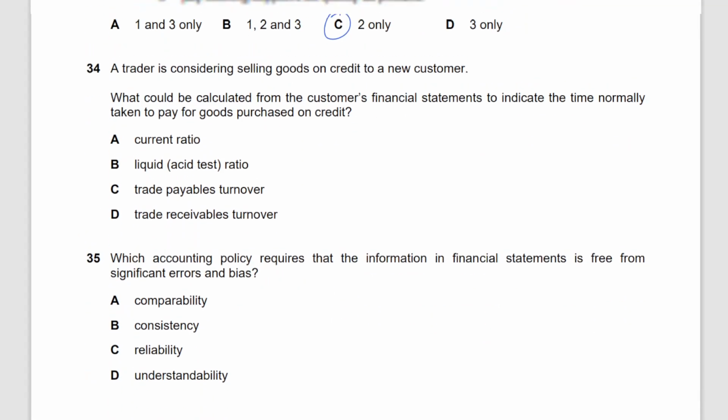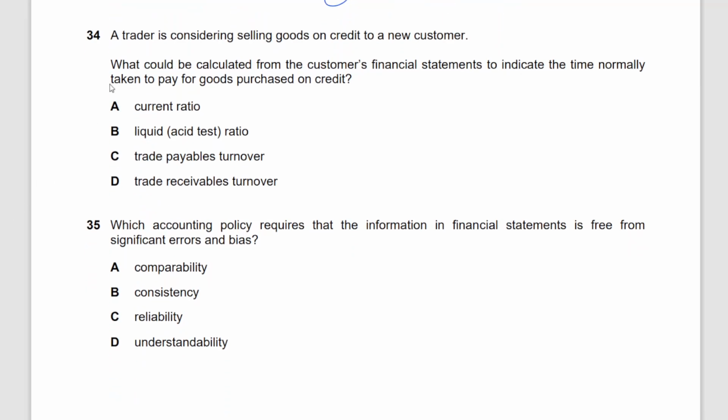Let's keep moving. Number 34. A trader is considering selling goods on credit to a new customer. What could be calculated from customers' financial statements to indicate the time normally taken to pay for goods purchased on credit? Awesome. It's very easy. Trade payables turnover. How long that person takes to pay his or her suppliers regularly. So this is very straightforward. That's what trade payables turnover does. That's the whole purpose of it.